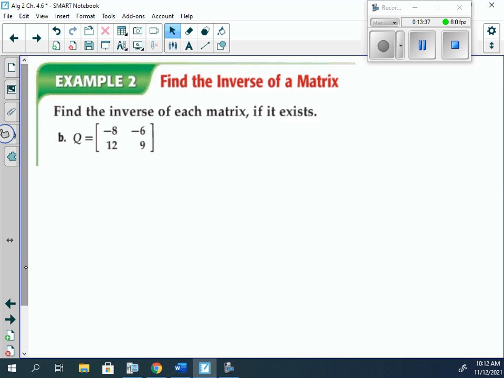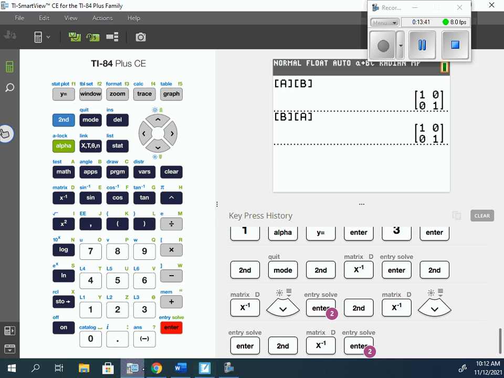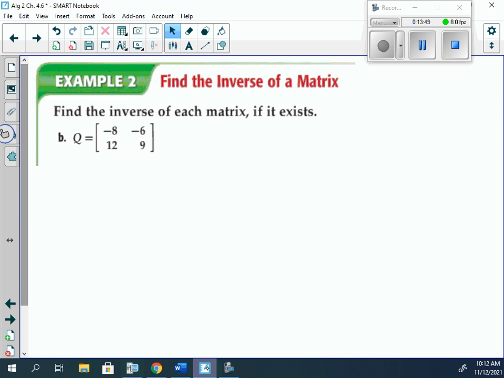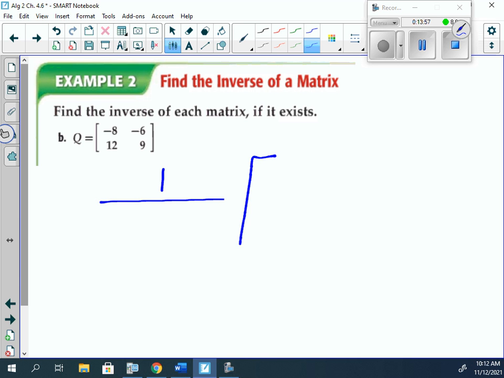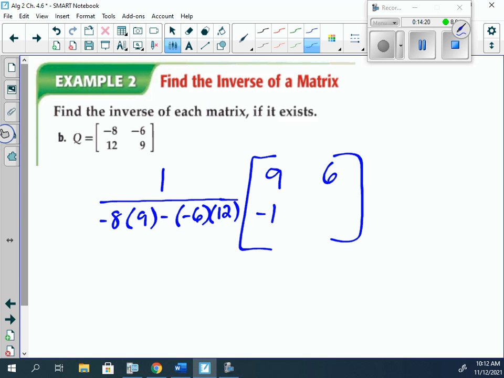Why don't we try this in the calculator? Actually, let's do this one by hand. We'll do the next one in the calculator. Now, for this one here, we're going to have 1 over the determinant times our matrix. So the determinant would be negative 8 times 9 minus negative 6 times 12. Our numbers inside the matrix would be as the 9 and negative 8 switch places, the 6 and negative 6 and 12, the sign changed on both of them, giving us positive 6 and negative 12.